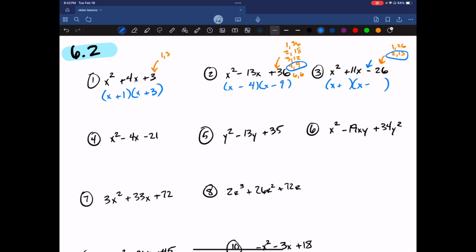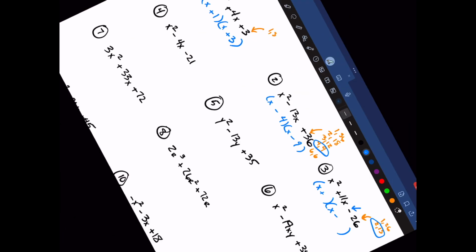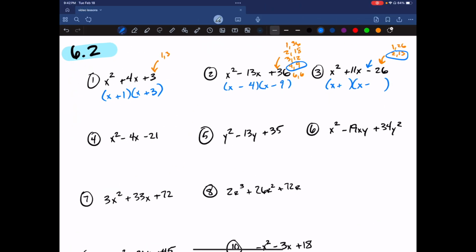So one of them is going to get a positive sign, one of them is going to get a negative. How in the world do you do that? Well, the middle term dictates it. So right now the middle term is positive. So the bigger factor, in this case 13, is going to get the sign in the middle term.